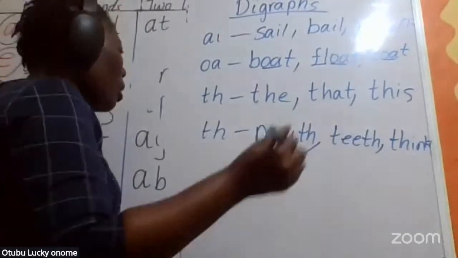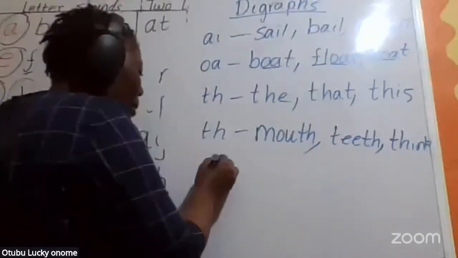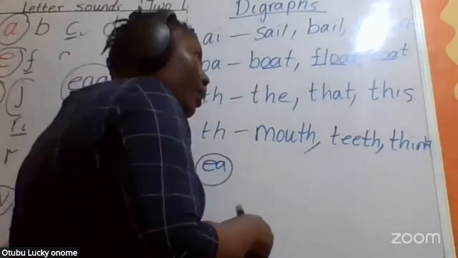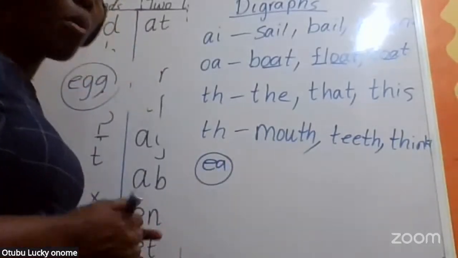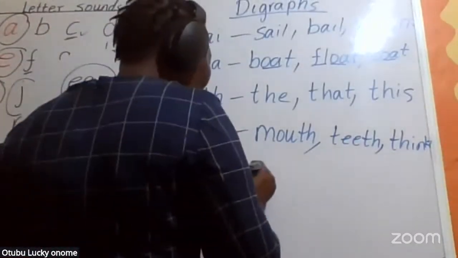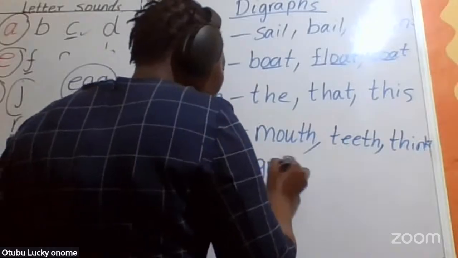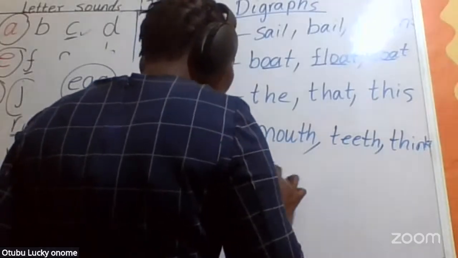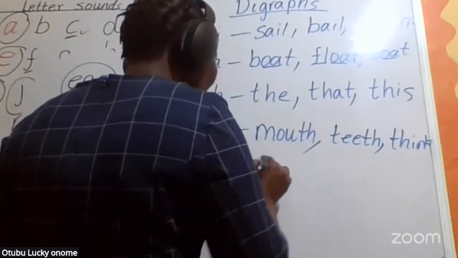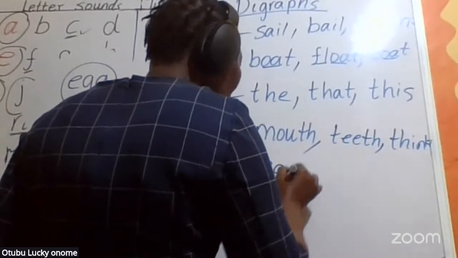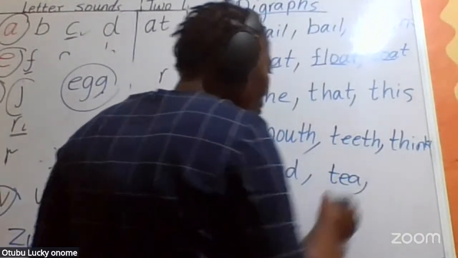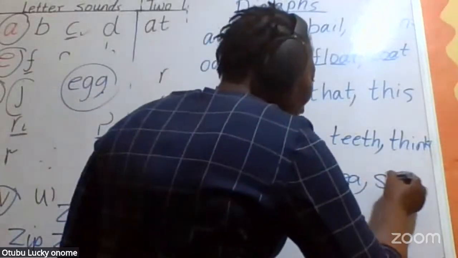Now we want to look at the next sound, that is eh. Sometimes it sounds like eh, sometimes like e, sometimes like a, but the most common ones we see are eh and e. We have words like lead, and words like see.